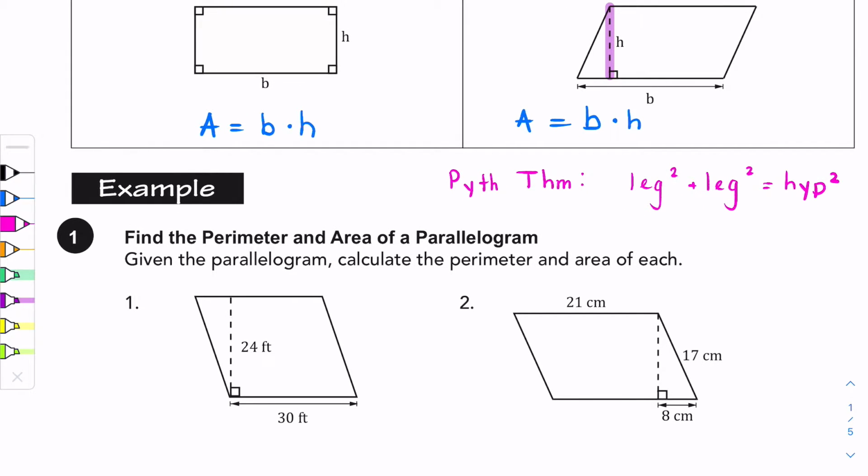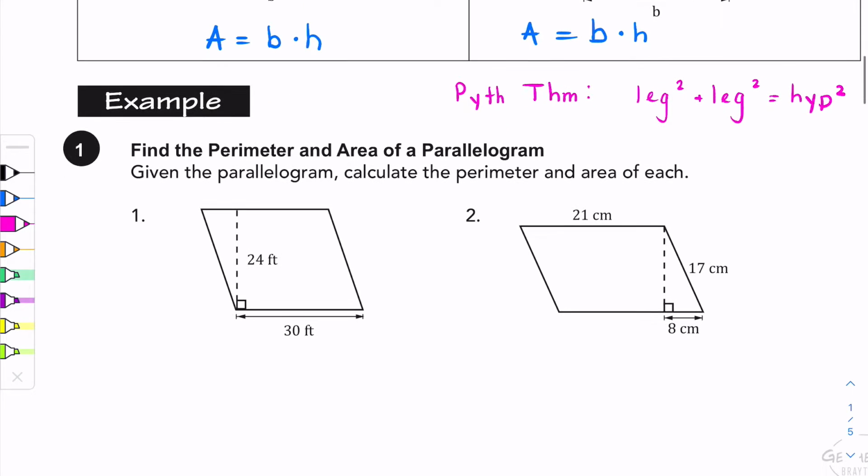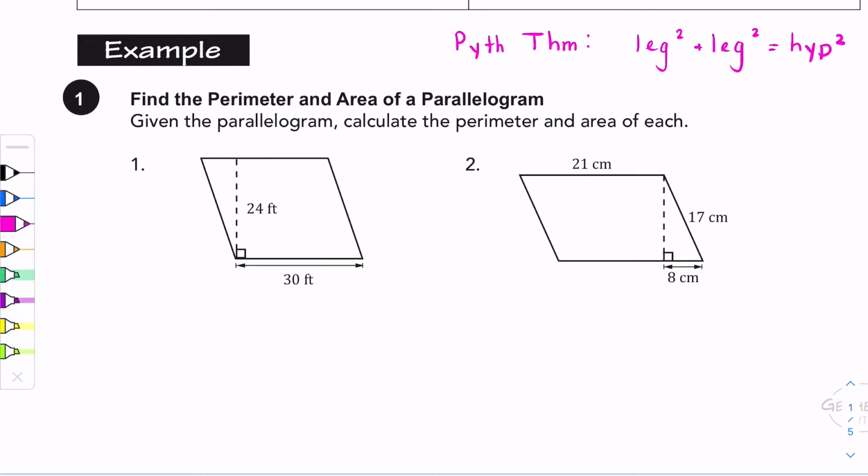So, number 1 and 2, it says, given the parallelogram, calculate the perimeter and area of each. So as far as the area for number 1 goes, we can easily find the area. The area is equal to the base times the height. And we can see that the base is 30 feet, the height is 24 feet. So we can substitute those values in. And we can quickly determine that the area of this figure is 720 square feet.